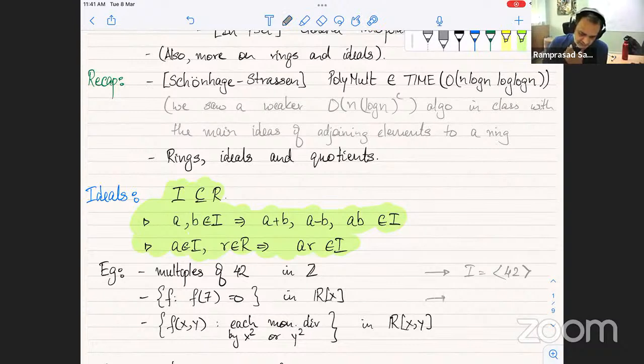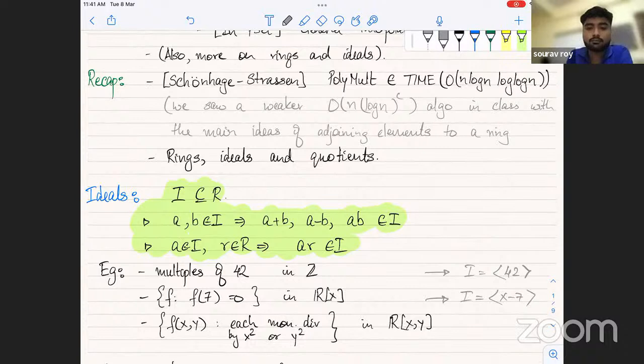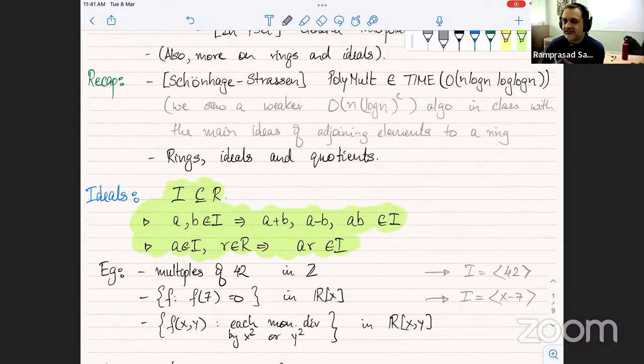Okay. Now what's the generator for this ideal? There should be some polynomial, right? Yeah. So which polynomial should generate everything? I mean, firstly, is there such a thing? Yeah. So it turns out that just x minus 7 generates everything, because a polynomial evaluates to 0 at 7 if and only if x minus 7 is a factor of it.